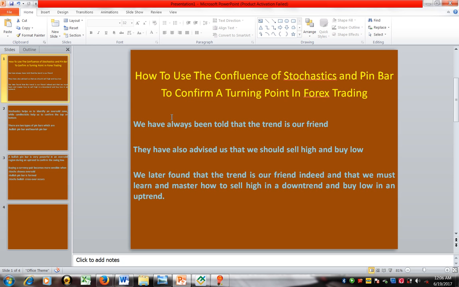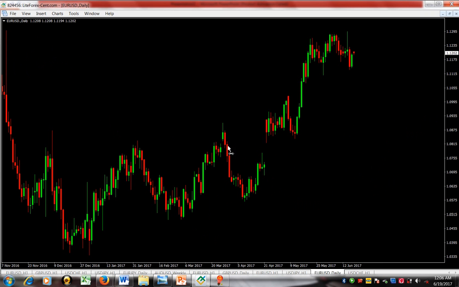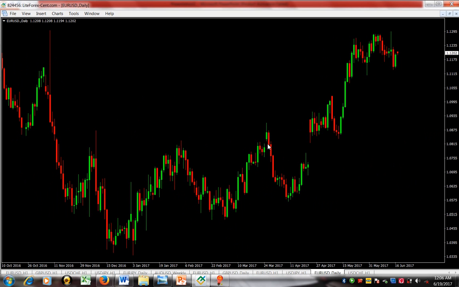We have always been told that the trend is our friend. They have also advised us that we should sell high and buy low. We later found that the trend is our friend indeed, and that we must learn and master how to sell high in a downtrend and buy low in an uptrend. What I'm trying to highlight here is that we should not just sell high, but we should only sell high in a downtrend and buy low in an uptrend.